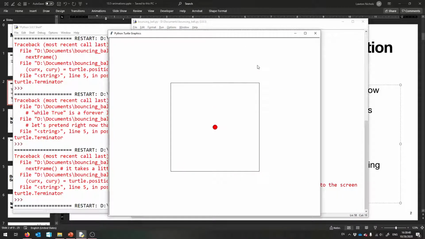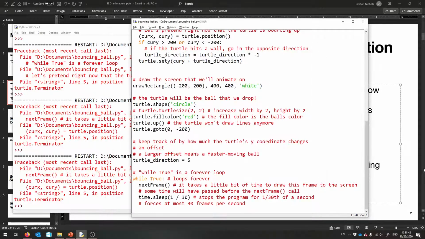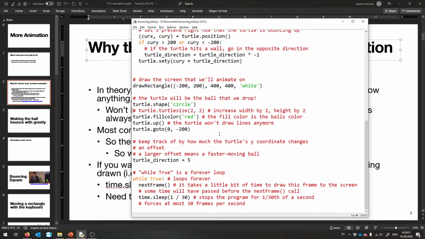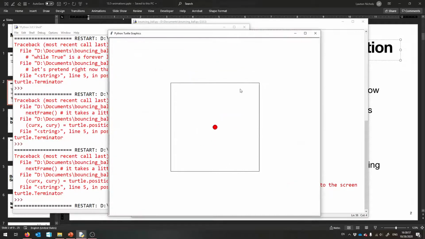You can be a bit fancier as well. But now you know why this forever loop is really actually animating things, because it is waiting. It is secretly waiting, okay? So that was a long, involved process. I'm going to comment this out. We're not going to need it because we'll just use the computer speed to draw this ball.